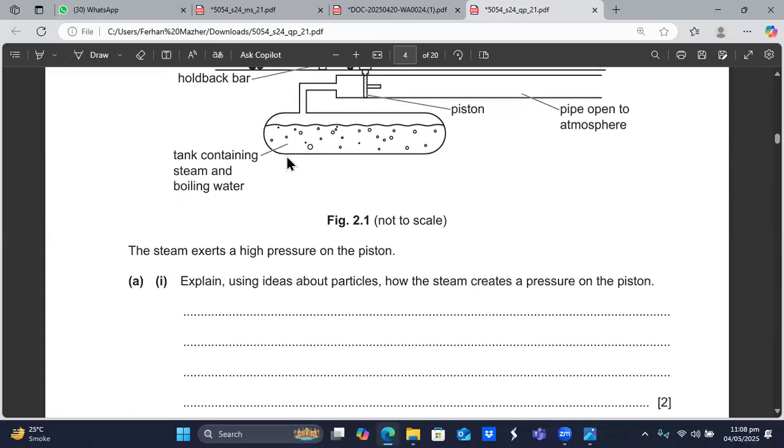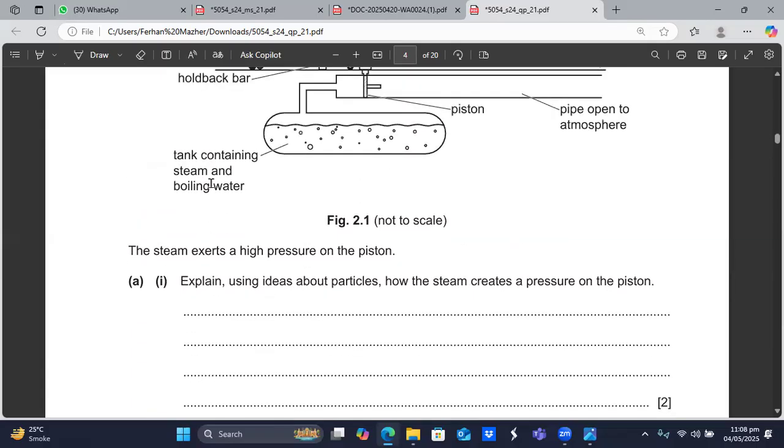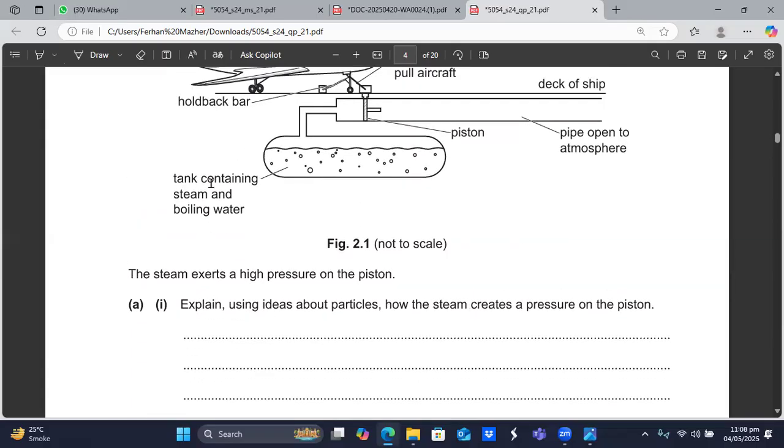The steam exerts a high pressure on the piston. So the steam which is in this container is coming here and applying a pressure on this piston. Question number 2A, first part: explain using ideas about the particles how the steam creates a pressure on the piston. You see the particles of the steam, they are moving randomly. So during their random motion, what happens? They collide with the walls of this container and with the surface of the piston. So when they collide there, their momentum changes, the direction of their velocity changes.